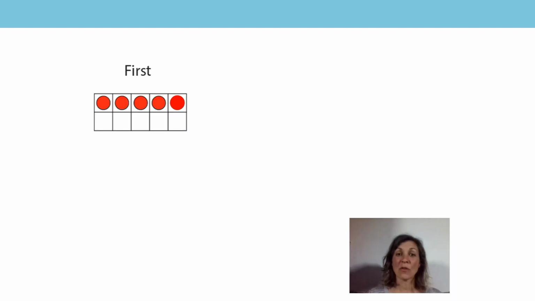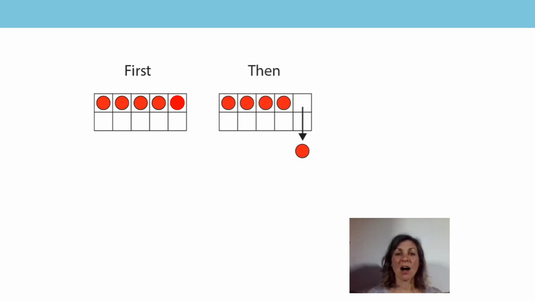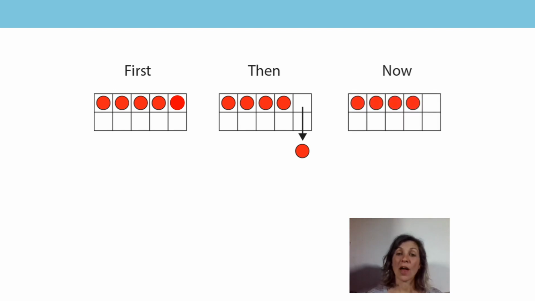Can you help me to tell this story? First, there are 5 counters. Then I take 1 away. Now there are, what's the equation that goes with this story? 5 minus 1 is equal to 4. I know that 4 is 1 less than 5.